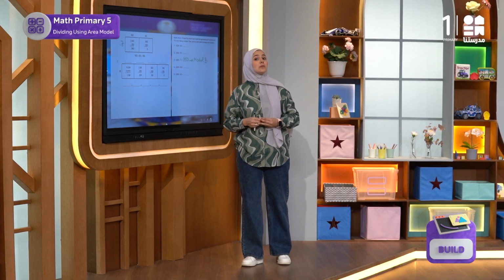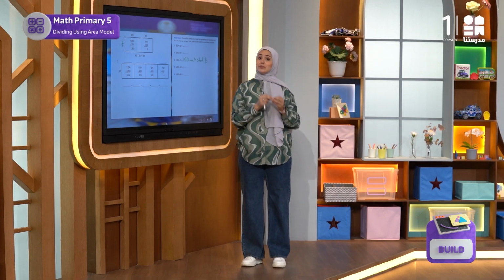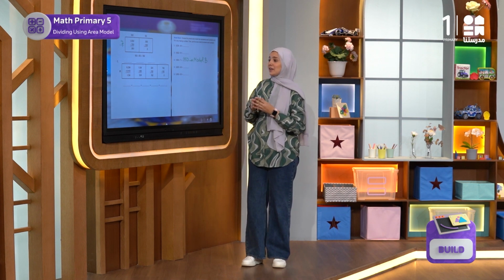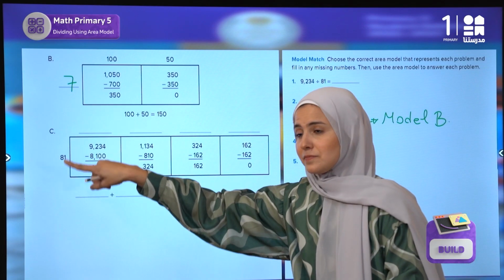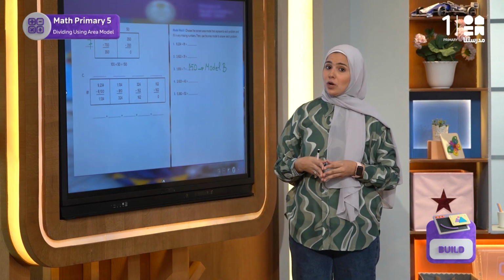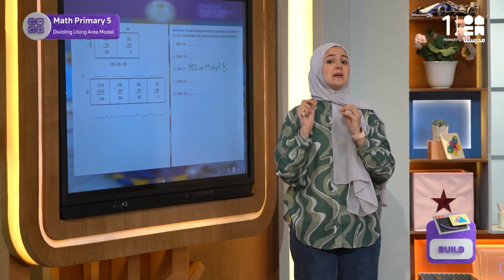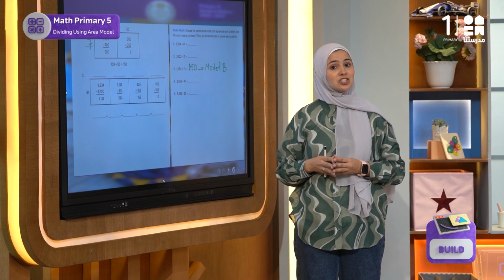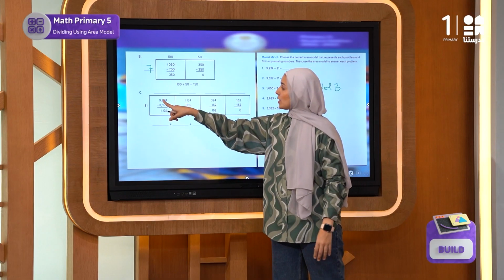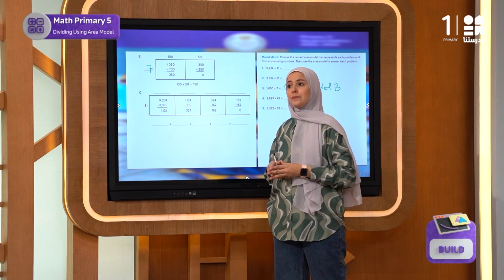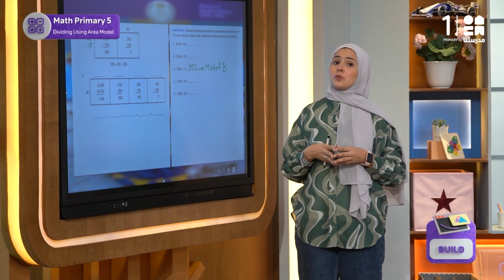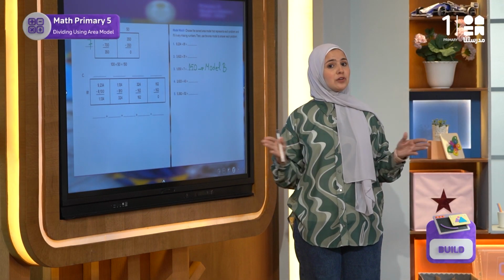Now let's complete the model. We know that we write the divisor on this side of the rectangle, over here. So the divisor is 81. The dividend is the minuend in the first subtraction operation, here, which is what? 9234.